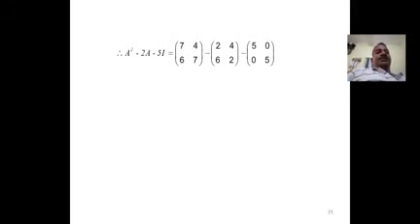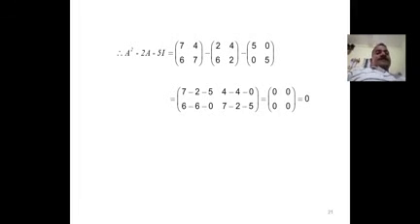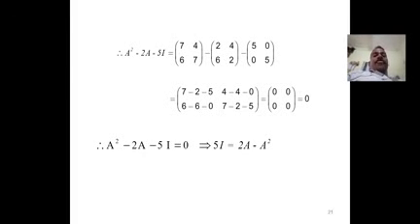Now we have to simplify that. A square minus 2A minus 5I equals 7 4 6 7 minus 2 4 6 2 minus 5 0 0 5, that is 7 minus 2 minus 5, 4 minus 4 minus 0, 6 minus 6 minus 0, 7 minus 2 minus 5. So this is 0 0 0 0. This is the zero matrix, the null matrix. Hence the result is proved.